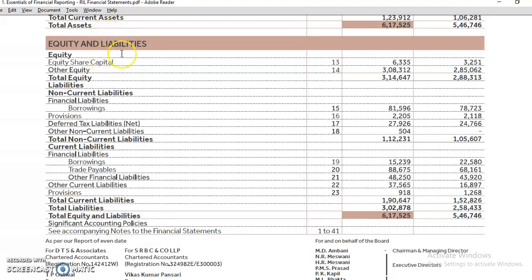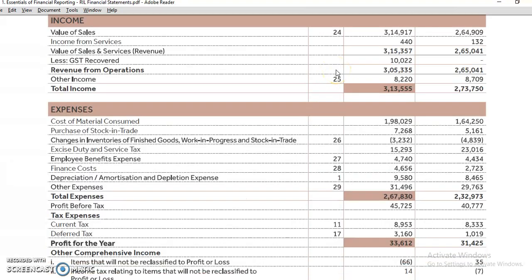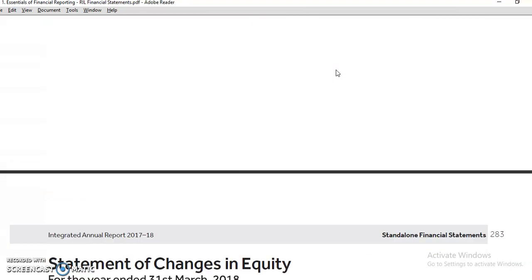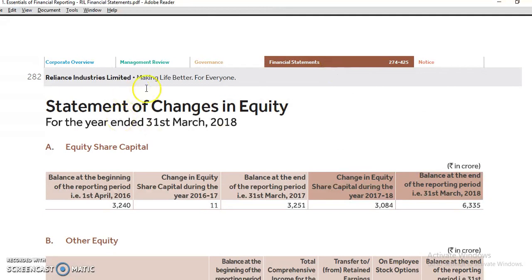Now, equity share capital is pretty easy to see because it's the investment that the owners have made, or the money the shareholders own. Other equity, and here let's go to the schedules as well so that we can see in detail what those are. Okay, here. So equity share capital, this is the statement of changes in equity.